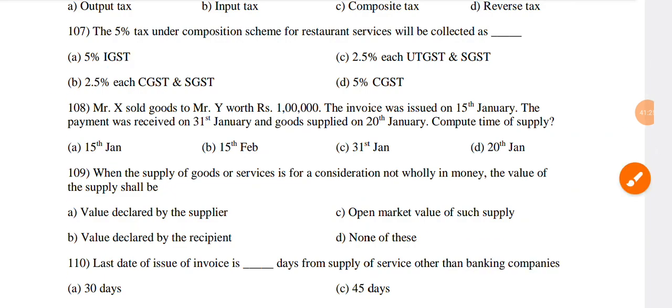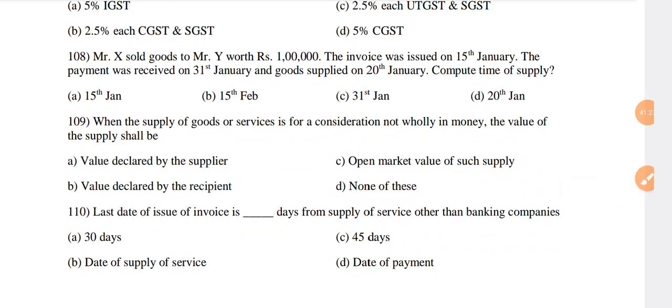Next question. Mr. X sold goods to Mr. Y worth rupees 1 lakh. The invoice was issued on 15 January. The payment was received on 31st January and the goods supplied on 20th January. Compute time of supply. Option A 15 Jan, option B 15th Feb, option C 31st Jan and option D 20th Jan. The correct option is A.